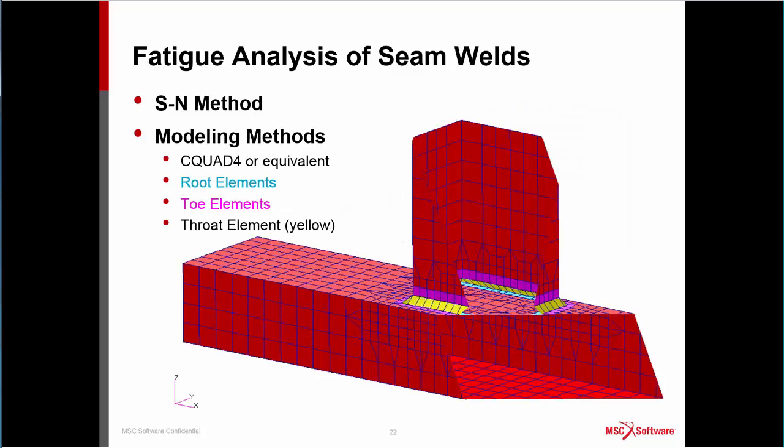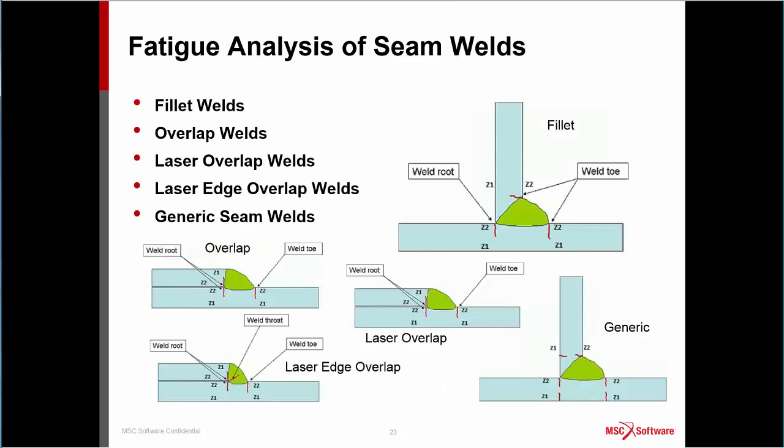And we can do seam welds. Seam welds are modeled as shell elements, quad 4s or equivalent. There's root elements, toe elements, and the yellow, which is the actual throat that you want to take a look at. So we can process these inside NEF. And these different types of seams can be modeled, those shell elements, and used inside the fatigue analysis that's inside Nastran.